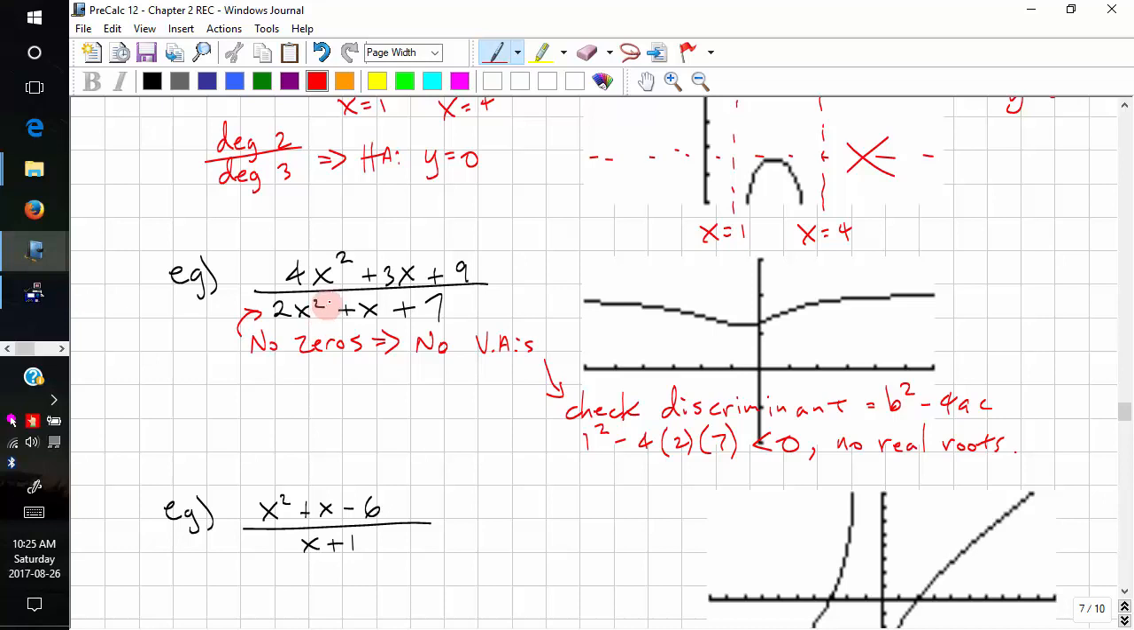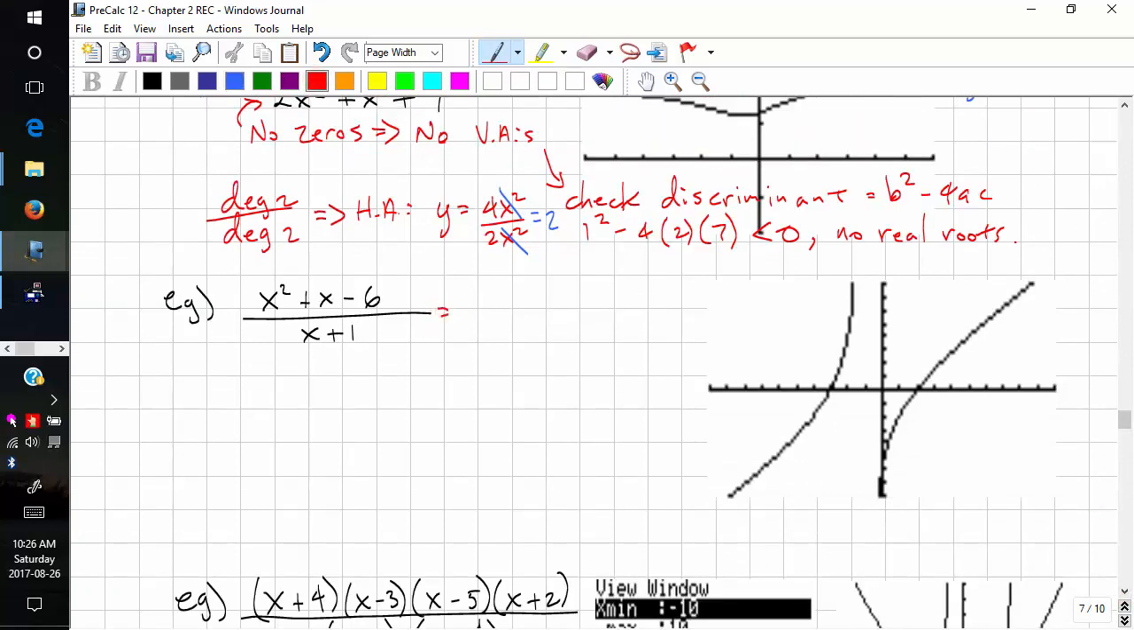One other thing we need to check is horizontal asymptotes. Degree 2 over degree 2. So horizontal asymptote, y equals 4x squared over 2x squared. These cancel out and it's equal to 2. Y equals 2. That's our horizontal asymptote. Let's take a look at the next problem.